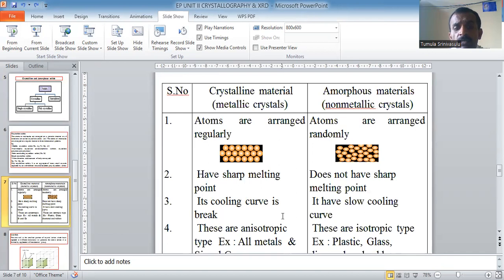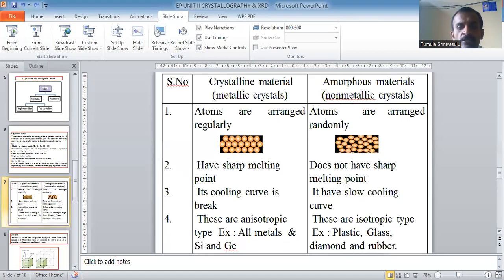Its cooling curve is sharp. That means if we place a hot metallic crystal in a liquid, suddenly it loses its entire temperature. That's why we said its cooling curve is sharp. Amorphous material has a slow cooling curve. If you place a hot plastic material in water, it loses its temperature slowly. That's why we said it has a slow cooling curve. Amorphous materials have a slow cooling curve. Crystalline materials have a sharp cooling curve, or the cooling curve is broken.